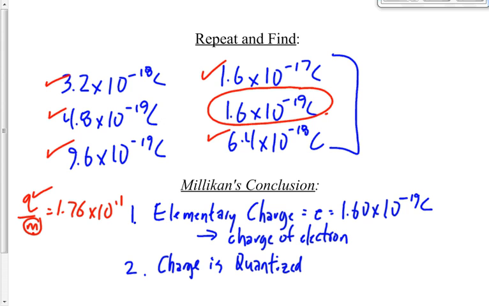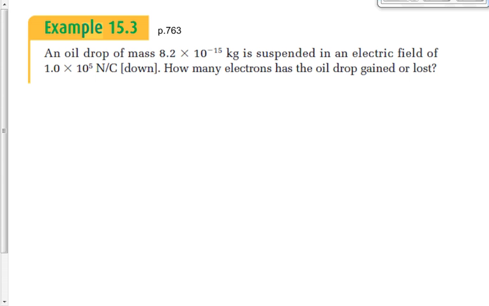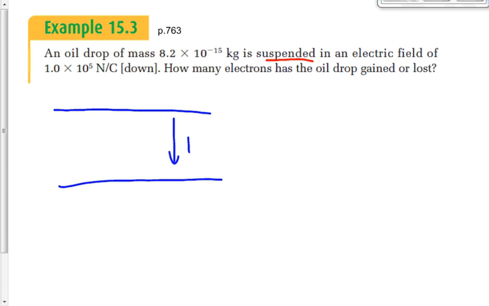Let's do a problem here. The question on page 763 says an oil droplet of this mass is suspended. That's good, because those are the easy problems, easier, I should say, when it's suspended. We have an electric field pointing downward. How many electrons has the oil droplet gained or lost? Let's draw it out here. All right, we have an electric field pointing downward. We have an oil droplet.